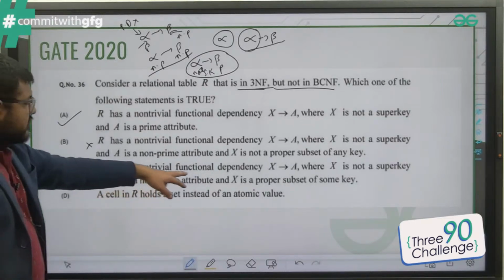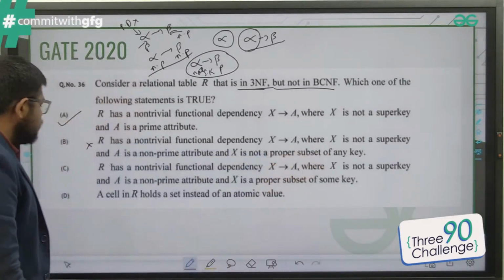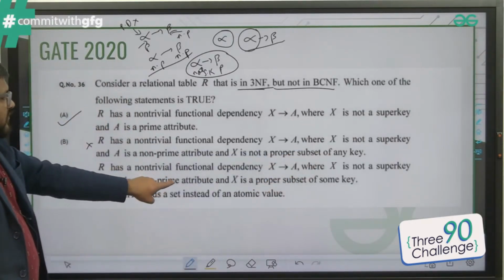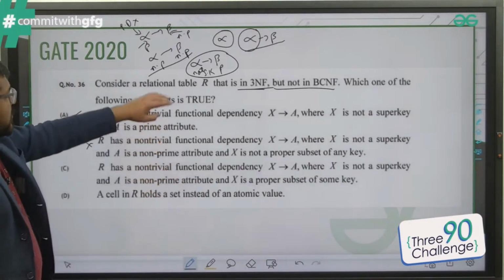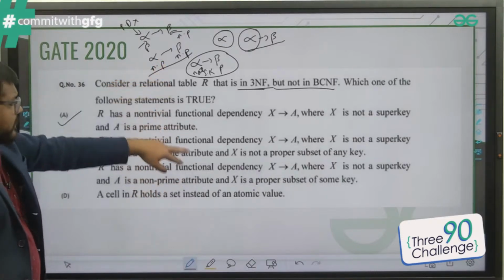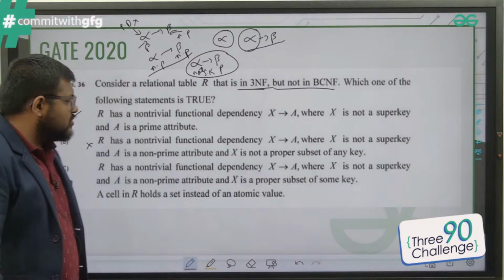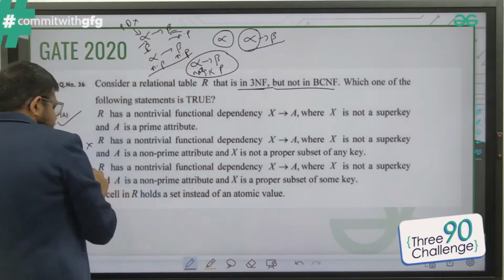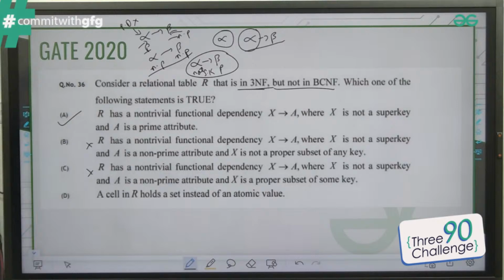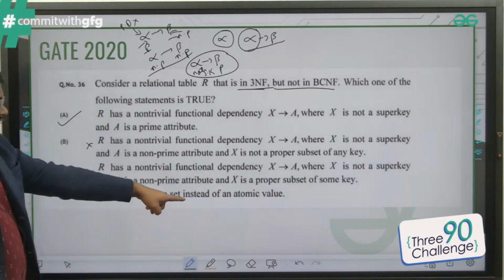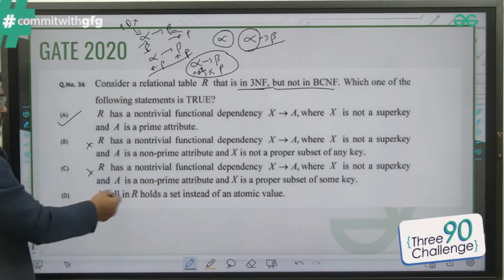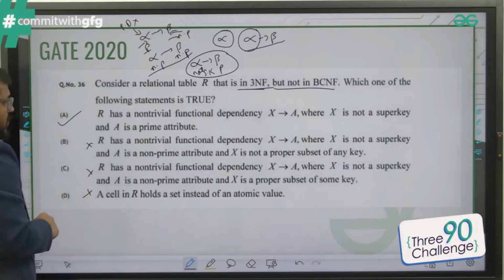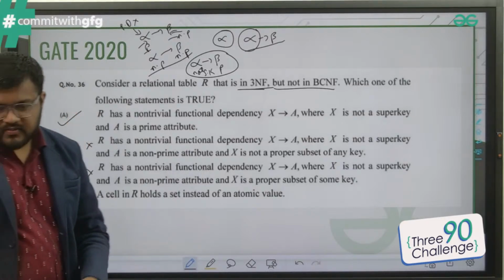R has a non-trivial functional dependency where X is not a super key and A is a non-prime attribute. If A is a non-prime attribute and X is a proper subset of a key, it means prime to non-prime, which is a partial dependency, so this is also not true. A cell in R holds a set instead of atomic values. If it holds a set, it is not in 1NF. So your option A is correct.